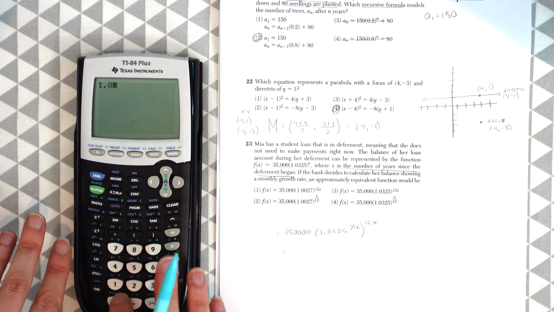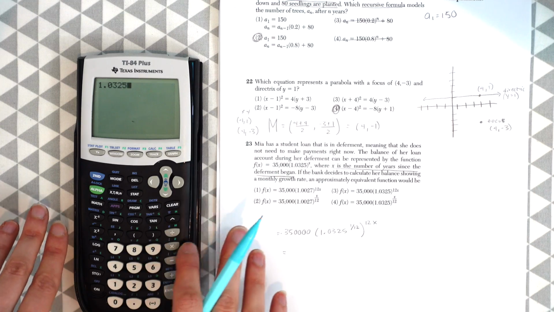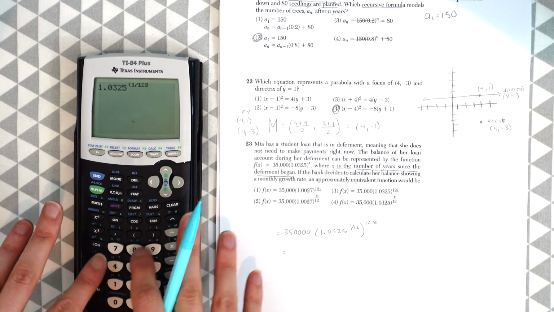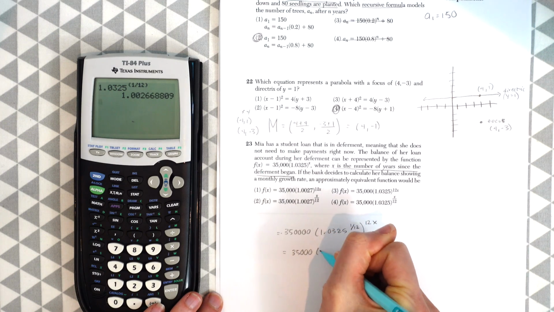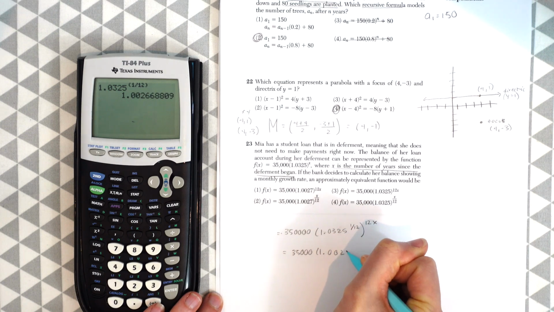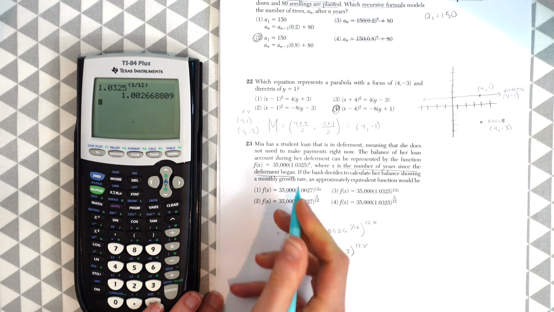1.0325 raised to the 1 divided by 12. When we do that, we get about 1.0027, raised to the 12x, which is choice number 1.